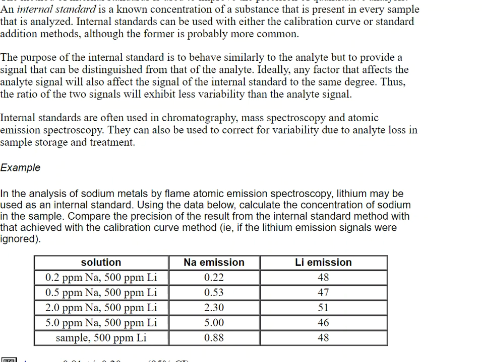And the sample is an unknown concentration. We don't know how much sodium is there. But lithium was the internal standard. So I've put the lithium in the sample, and I know how much lithium I put in there. So 500 ppm is what we've got.